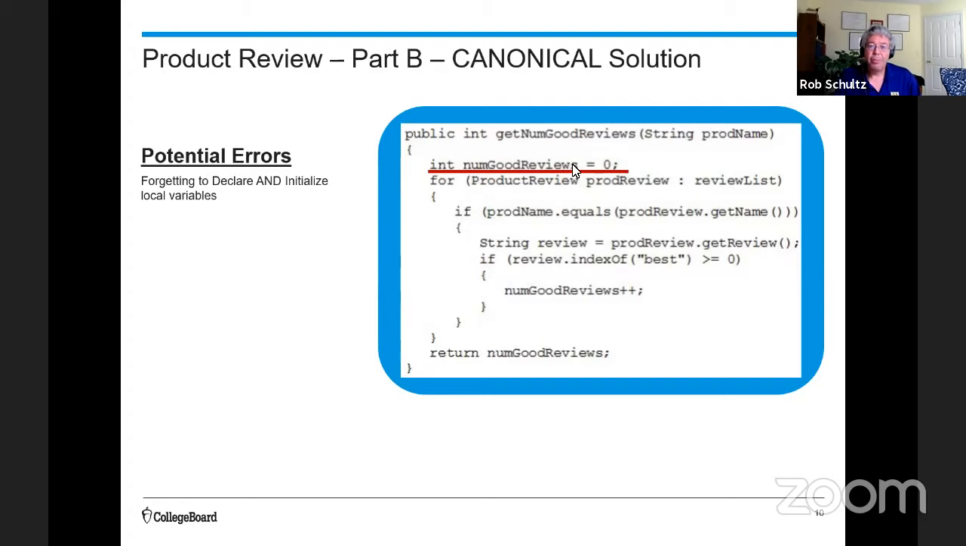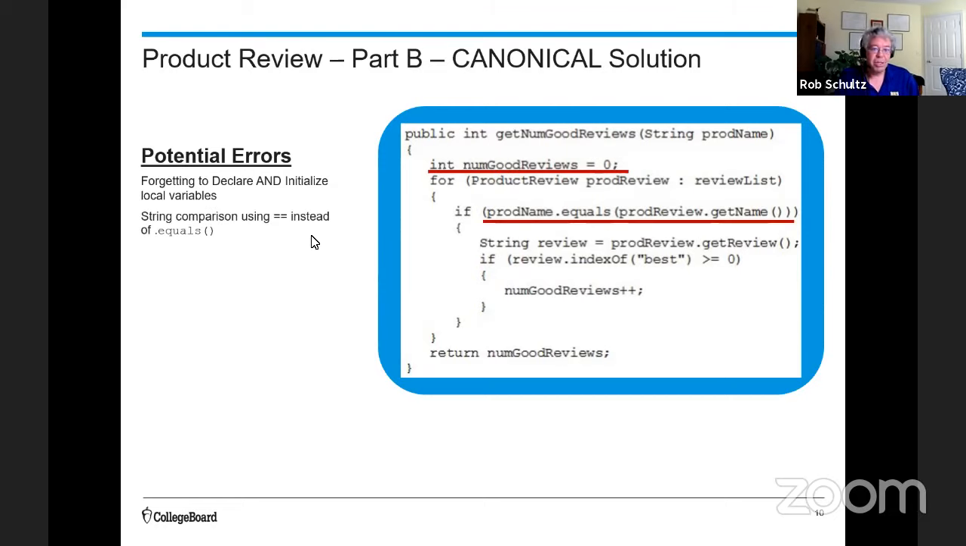We have to declare num good reviews as an int. We also have to initialize it. And in this case, initializing it is probably the one that I would say would be most likely to be forgotten. It's very common to see students say int num good reviews, semicolon. They don't initialize the variable, but then they come down and try to increment it. Well, the way plus plus works is it takes the value that's there and adds 1 to it. And if there is no value there, that can cause a problem. So we have to declare and initialize variables.